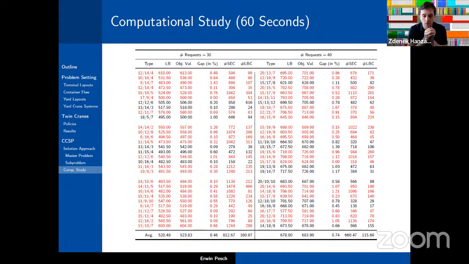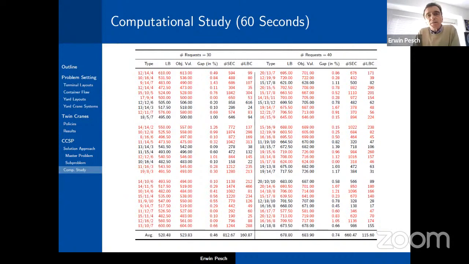So your criterion is Cmax, but in reality the problem is not so static. Probably it's kind of online. The containers are coming and leaving. Isn't there any other criterion that would be closer to the real problem? For example, weighted tardiness, where maybe different activities should happen at different times.